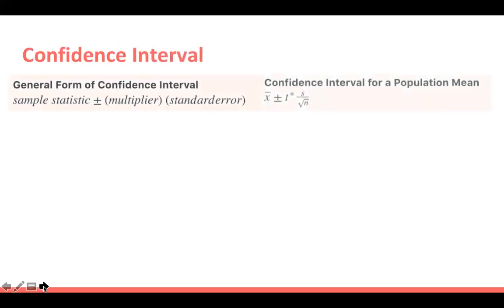So we're going to start with confidence intervals. The general form of a confidence interval, we know, is sample statistic plus or minus your multiplier times your standard error. Going into the confidence interval for a population mean, we're going to change this up a little bit. It's going to be the same general idea, but different since we have a population mean. So we still have our sample statistic, our x bar, plus or minus our multiplier, which here is going to be t star. And then our standard error, we're going to calculate by taking our standard deviation and dividing that by the square root of our sample size.